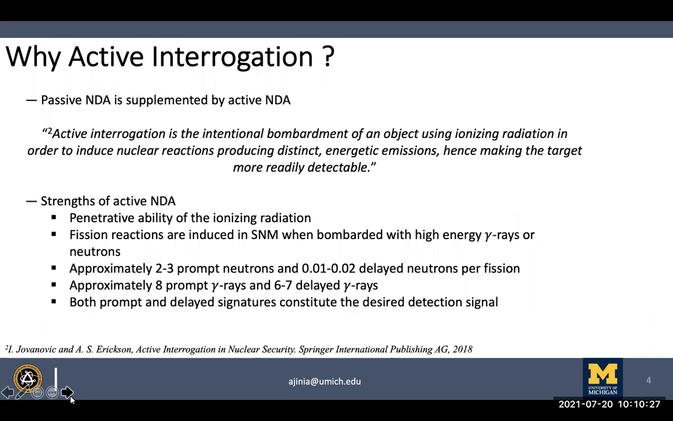Professor Jovanovic, in his textbook, described active interrogation as the intentional bombardment of an object using ionizing radiation in order to induce nuclear reactions. Now, these nuclear reactions are very important in active interrogation because the type of nuclear reaction that happens in the target material helps us detect these nuclear materials. We get very high energy particle emissions, and plus they are emitted at high intensity. So we have good signal strength, we have good source strength, and therefore we can detect these particles with our detection system. So the idea of active interrogation is to amplify the detectable signals to such an extent that we can easily detect them with our detection system.